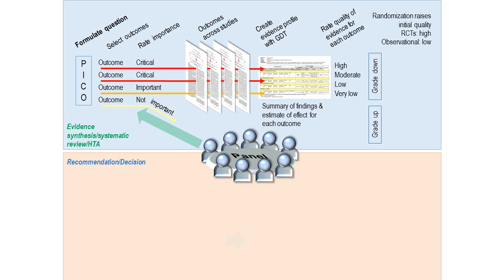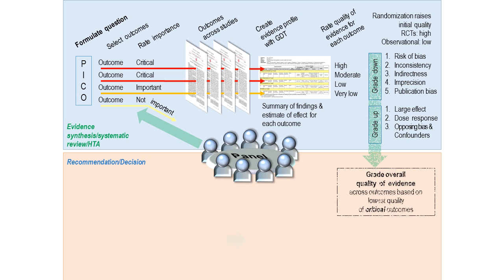When using the GRADE approach, the quality of the evidence is assessed by considering 8 factors. The evidence is either downgraded from high to very low because of 5 factors: risk of bias, inconsistency, indirectness, imprecision, and publication bias. Or the evidence can be upgraded due to large effects, dose response, or opposing bias and confounders. At the end of the process, the evidence for each outcome is presented along with the quality of that evidence.